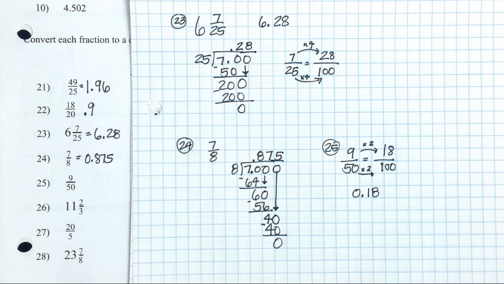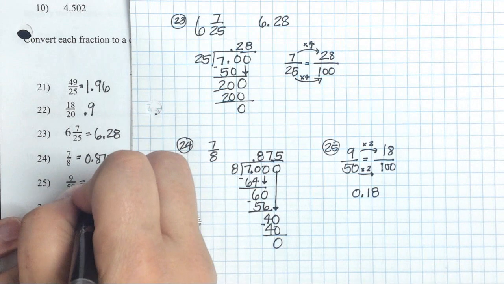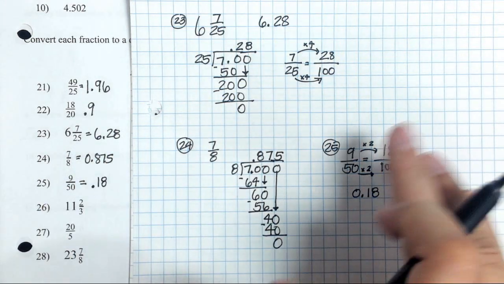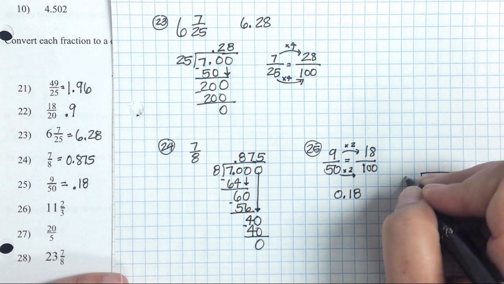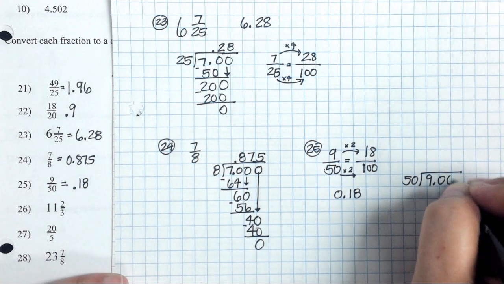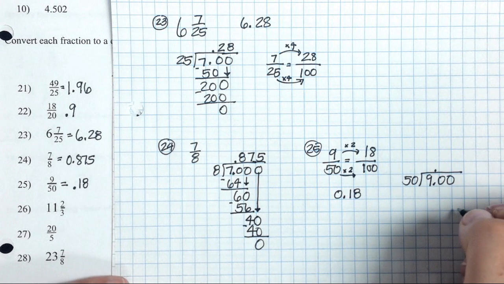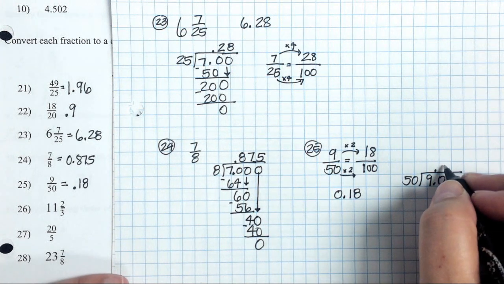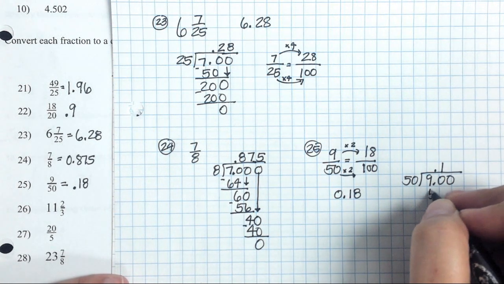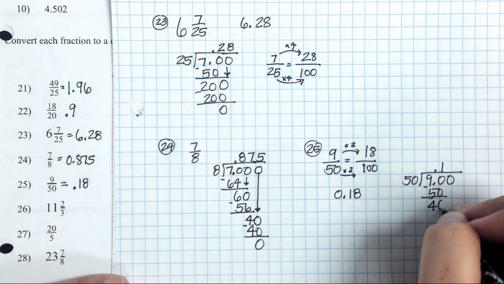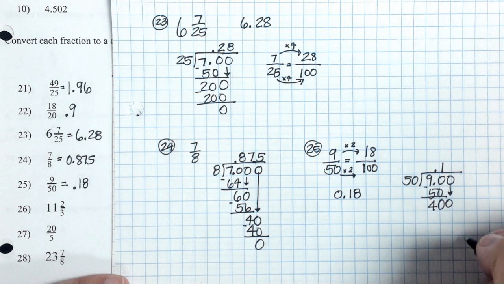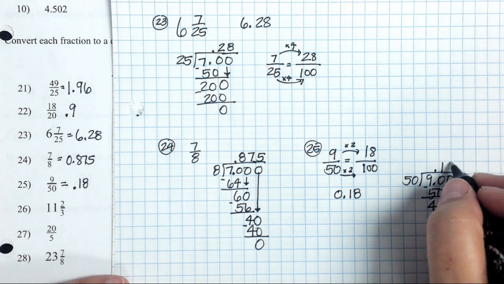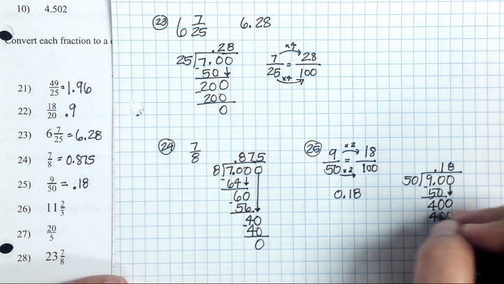And remember, if you can make your denominator a 10, a 100, or 1,000. And guys, if this part is confusing you, you can always go back. Again, this will always work. Okay? 50 goes into 90 how many times? One time. I have 40 left over. Bring a 0 down. 50 goes into 400 how many times? 8 times. I have nothing left over.